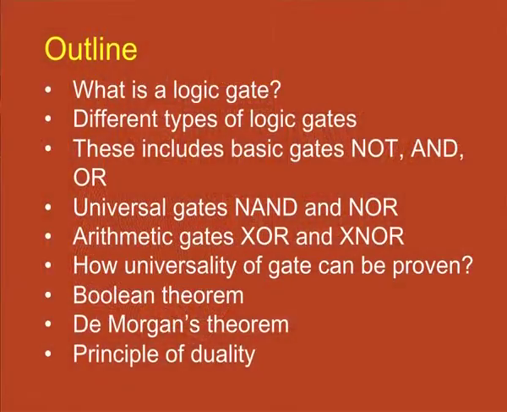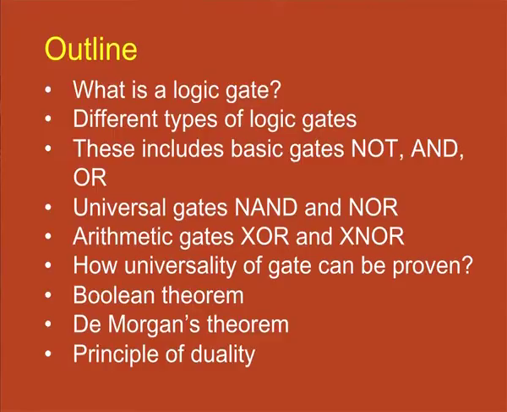So, the first category is basic gates, which includes NOT gate, AND gate and OR gate. Then the next category of gates will be universal gates, which includes NAND gate and NOR gate. And finally, we will have arithmetic gates, which includes XOR gate and XNOR gate.